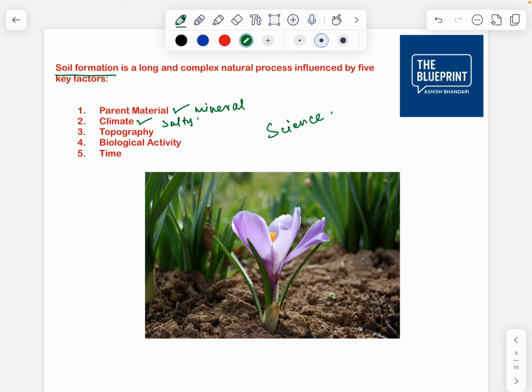The third is topography. If we have steep slopes, then we have thin soils. And if we have flat lands, we have deep fertile soils. Biological activity is also one of the important factors in the formation of soil. If you have worms, you have microbes, then the humus is rich, right? And the fifth is time. Yes, thousands of years of patience, right? So when these factors mingle, they cook up the diverse soils of India. So now let's look into the different soils that we get in India.